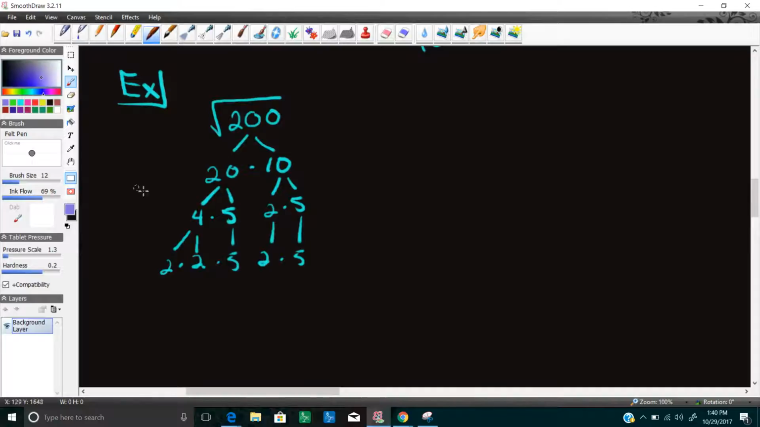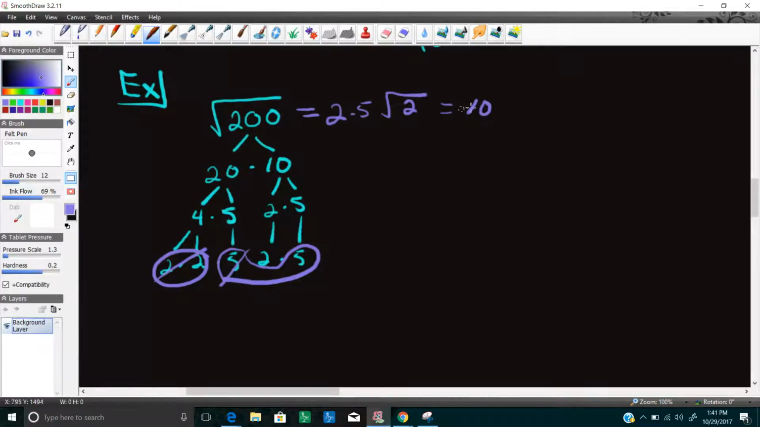So I'm going to go ahead and circle all my pairs. I have a pair right here, and I have a pair here, the 2 5s. So this is going to be equal to, I'm going to take one of the 5s out, and I'm left with that 2 on the inside. So this is going to be equal to 2 times 5 is 10, square root of 2.